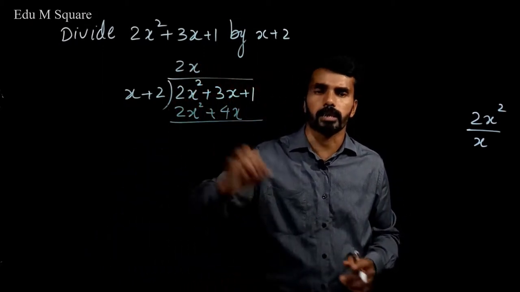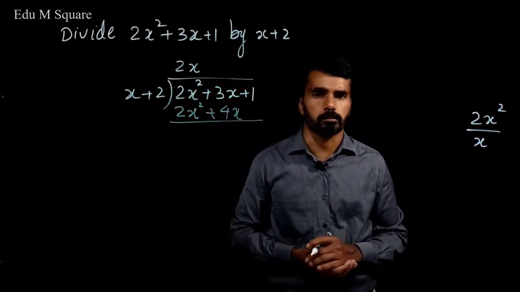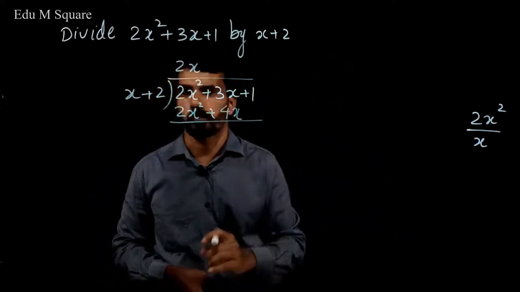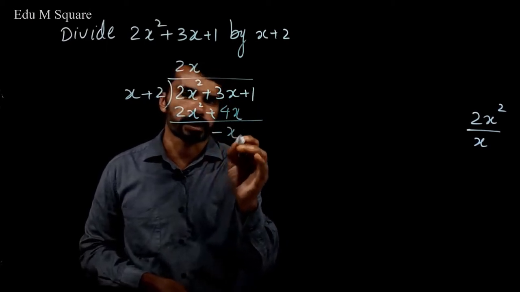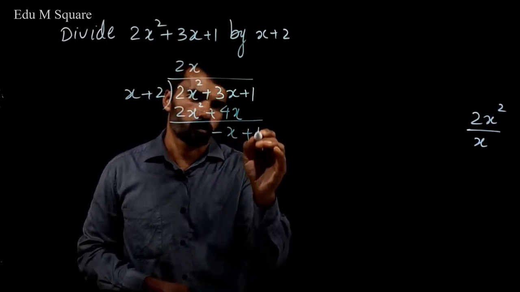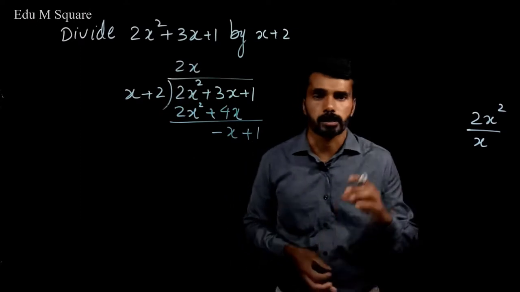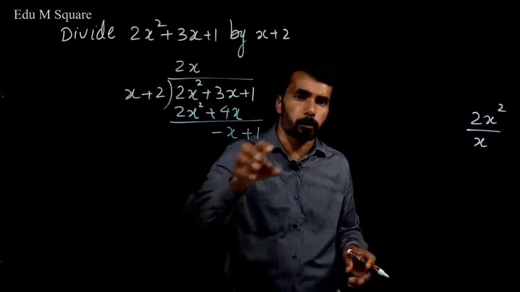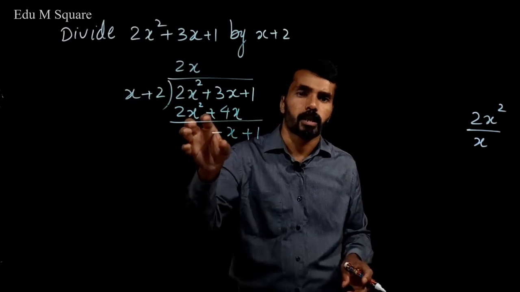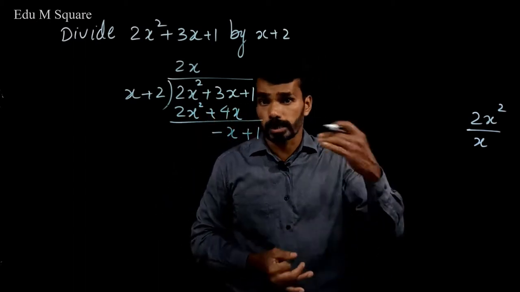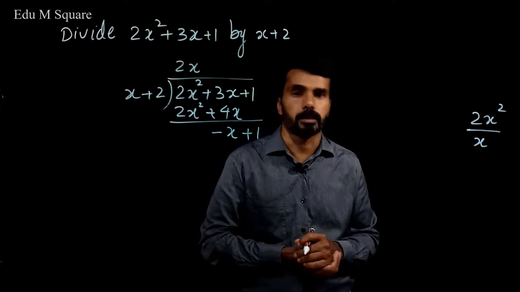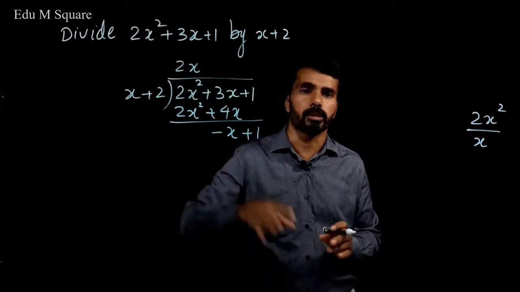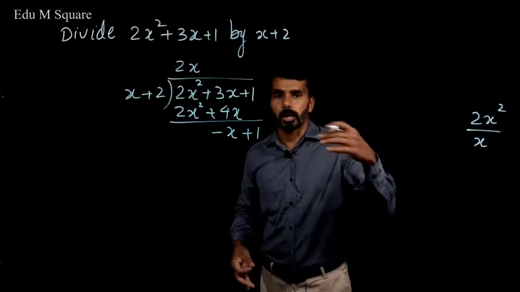So 2x square minus 2x square becomes 0. Now 3x minus 4x, that is minus x, plus then 1. Now the remainder remains minus x plus 1. Now this remainder becomes the new dividend. That is, minus x plus 1 is the new dividend here. Again we continue the same process.